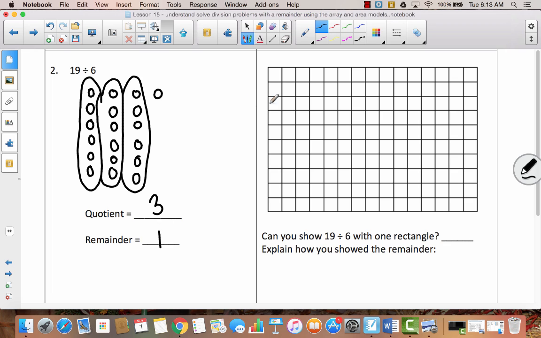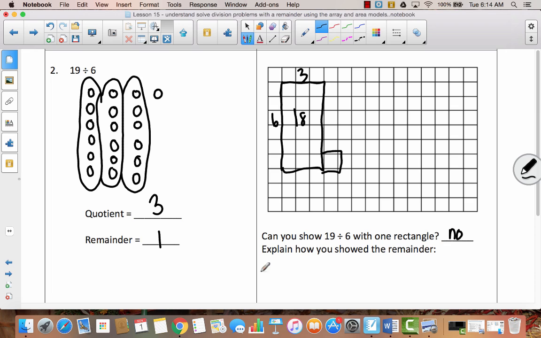Again, I'm going to make my area model, and you're going to notice that we're still going to have a width of 6. I'm going to go down 6 blocks. 1, 2, 3, 4, 5, 6. I'm going to go over 3, but this has an area of 18. So I have a width of 3, a length of 6, but I have to add one more block to get my total of 19. So can you show 19 divided by 6 with one rectangle? And the answer is no.